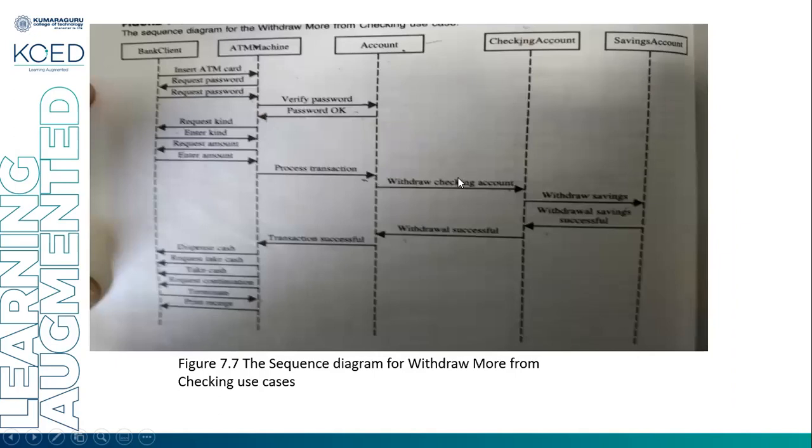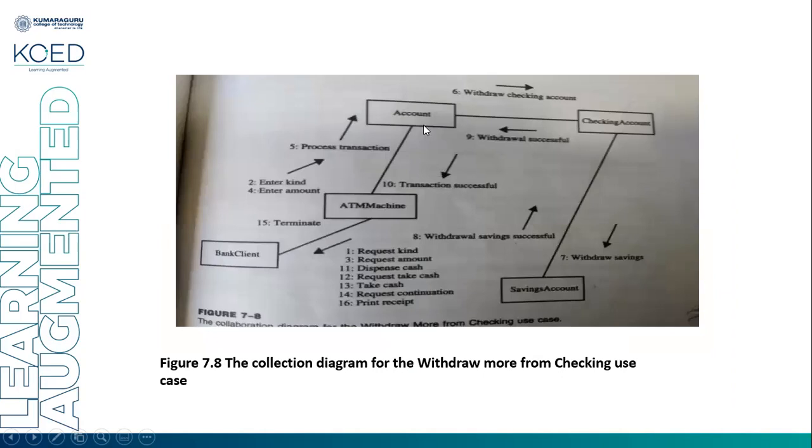Here we are having a saving account, and without checking account, it will send a message to withdraw saving, and the withdraw saving is successful, and the process transaction will continue the same. Okay, the only additional thing is another object, that is saving account. So along with this, we are having the same collaboration diagram. Additionally, we are having a saving account here.